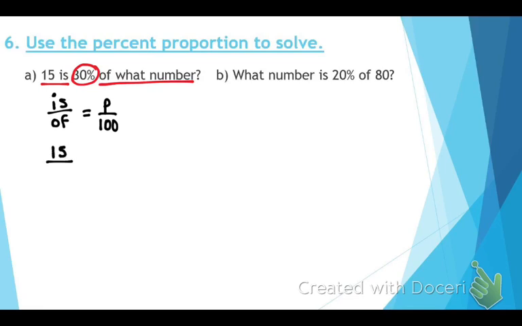Okay, X, because we don't know what it is. And Hayden, what is my P? 30, very good. So 30% means the same thing as 30 over 100. Now there's two ways you can solve something like this. Does anyone remember which two ways we could solve it? Talila?